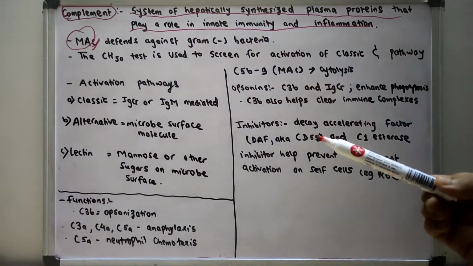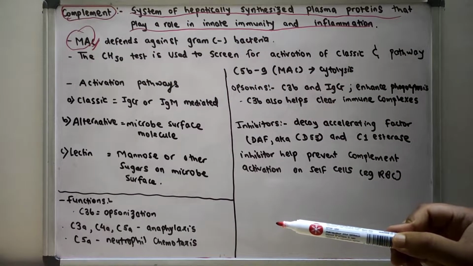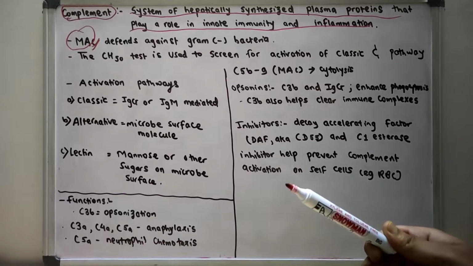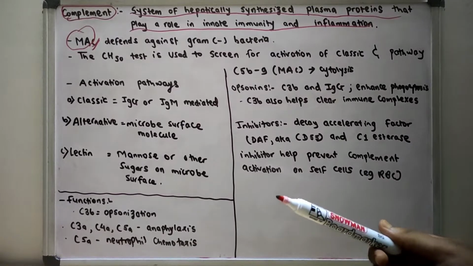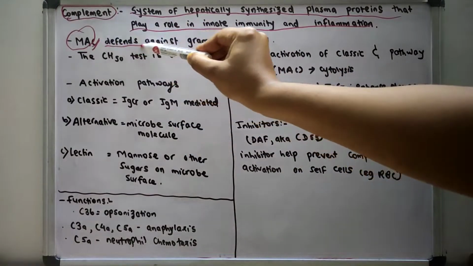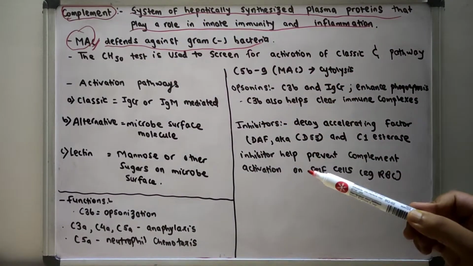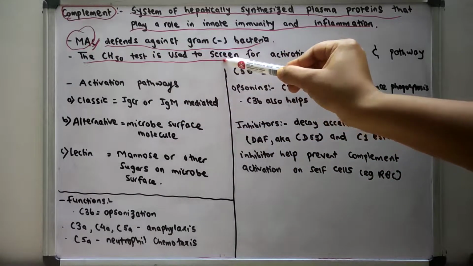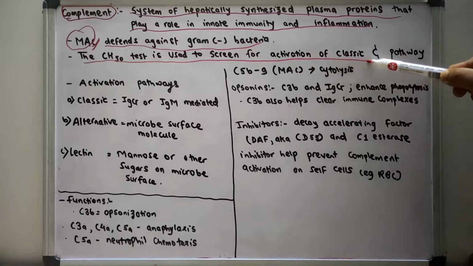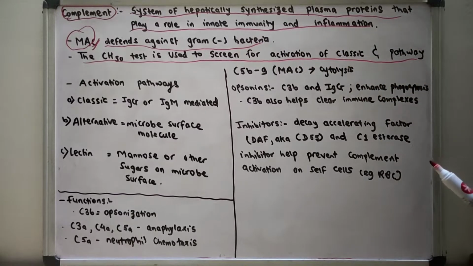one word, there is MAC, that is membrane attack complex. So this is one of the important complexes that helps in the cytolysis. The membrane attack complex defends against gram negative bacteria, especially the gram negative bacteria. The CH50 test is also used to screen for activation of the classic complement pathway.